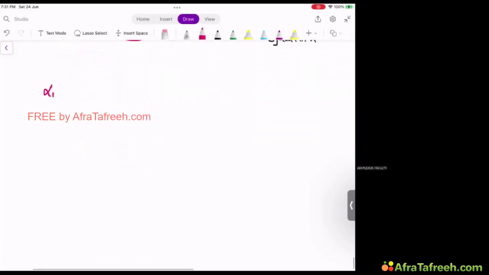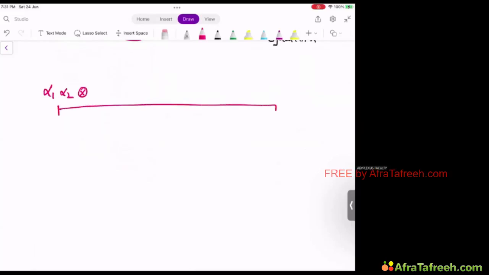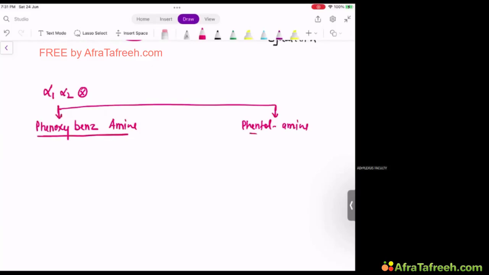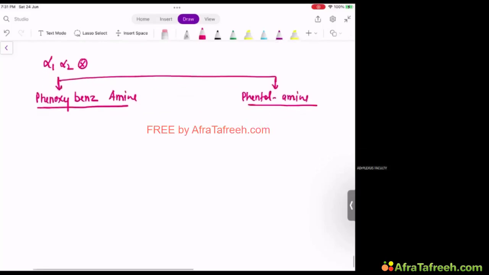First, the non-selective alpha blockers. There are 2 drugs. First is called phenoxybenzamine. And the second one is called phentolamine. These are the 2 non-selective alpha blockers, phenoxybenzamine and phentolamine. From these 2, which is the longer name? The longer name is longer acting. Simple.